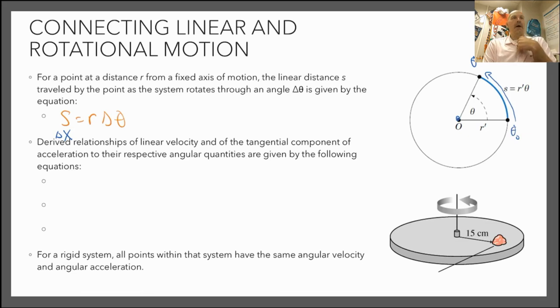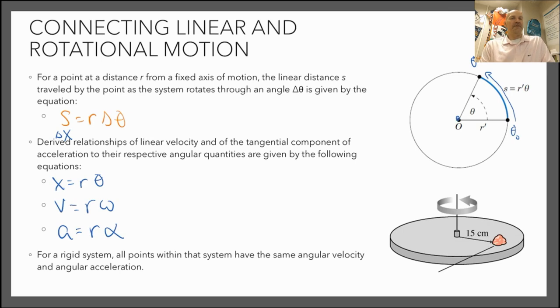Now, derived relationships of linear velocity and of the tangential component of acceleration to the respective angular quantities are given by the following equations. The first one is given to you: s or x equals r theta, v equals r omega. In fact, let's change that s to x just so we can keep it together with our physics equations.